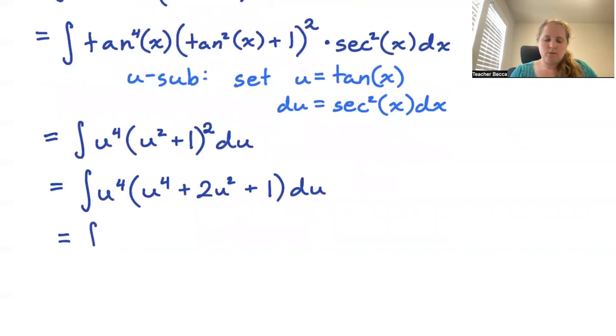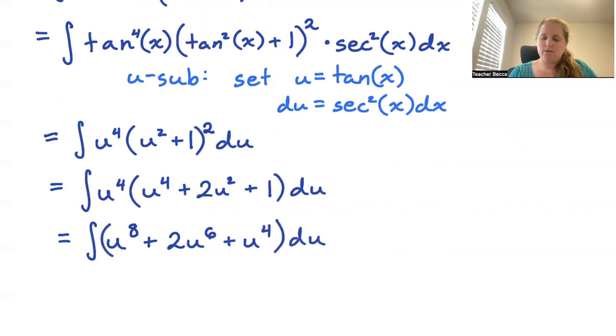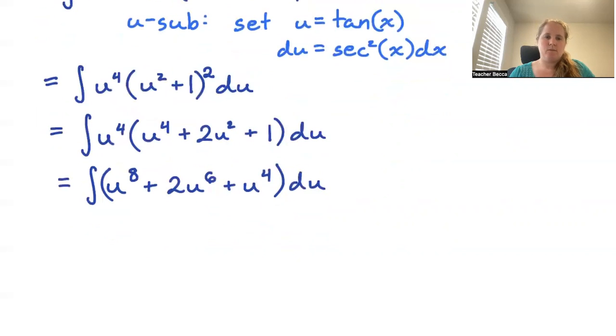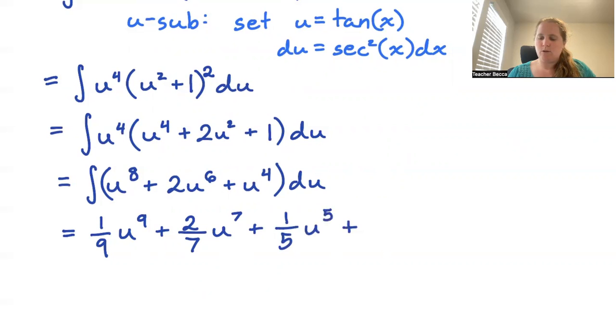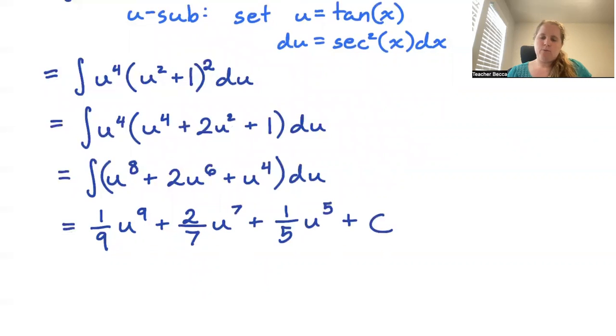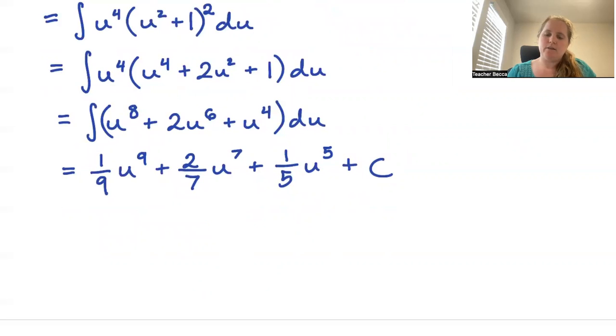This becomes the integral of u to the eighth plus 2u to the sixth plus u to the fourth du. Those are just power rules. We wind up with 1/9 u to the 9th plus 2/7 u to the 7th plus 1/5 u to the 5th plus c. Now we just need to plug back in the fact that u is equal to tangent of x.